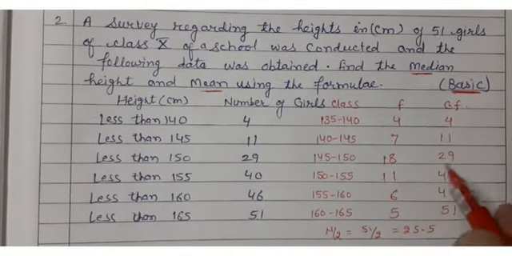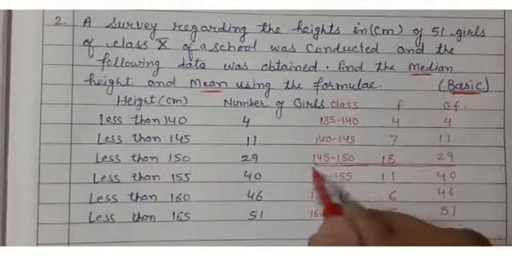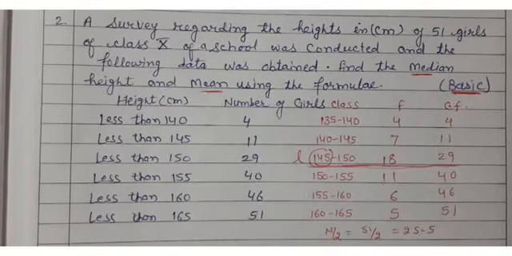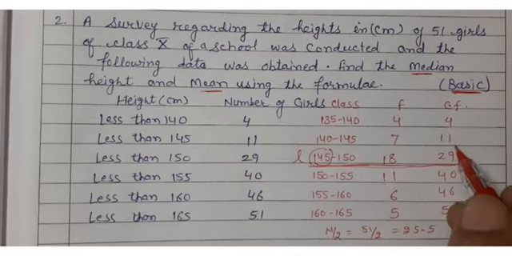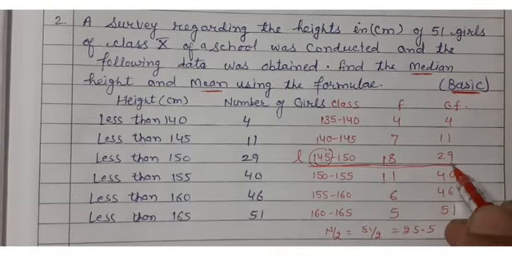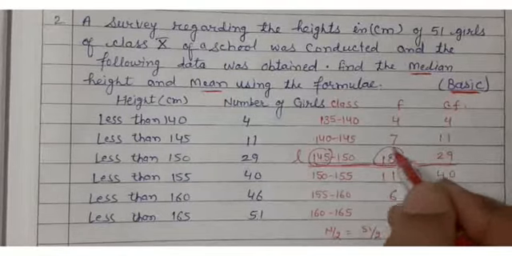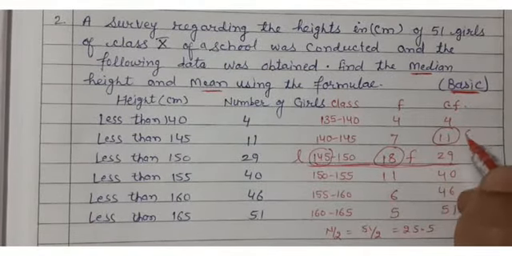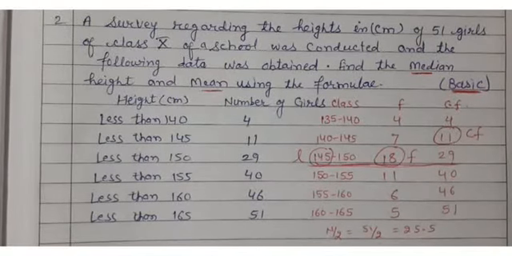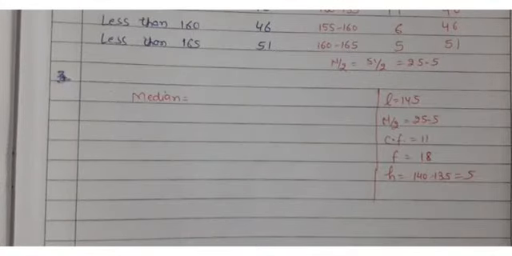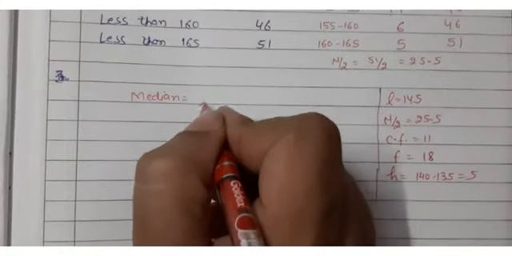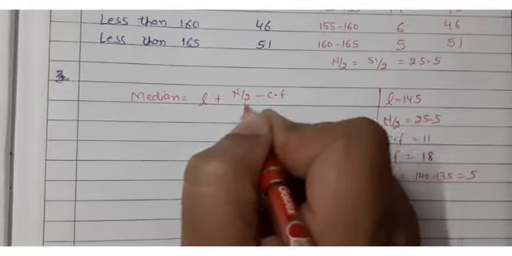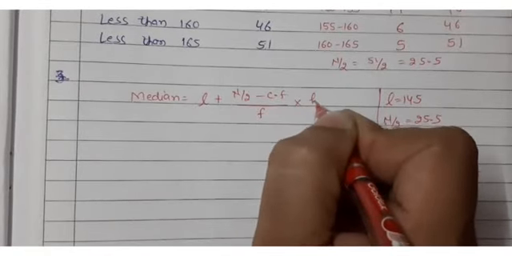Check 25.5 in this column and underline it. This is the median class, because the cumulative frequency is more than 25.5 here. This is your F, and the one preceding it is the CF. What is the formula of median? The median is equal to L plus n by 2 minus CF upon F into h.